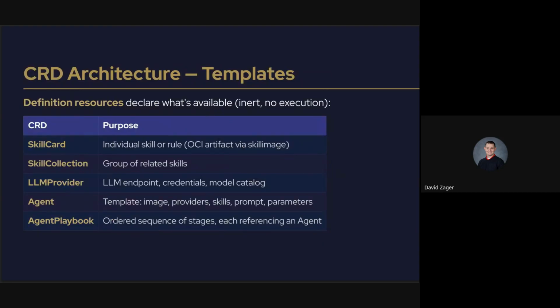Just a little bit on the CRD architecture. We have skill cards and skill collections, so we can define skills. Right now in code, we just reference container images. Those are OCI artifacts, and skill collections can point to a group of skill cards, and we mount those in as read-only volumes into the pod that eventually starts. Then there's the LLM provider, with the LLM endpoint, credentials, and model catalog, and then we have the agent and agent playbook. An agent playbook is an ordered sequence of stages referencing agents per stage.